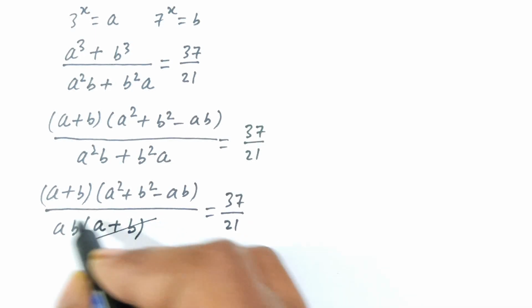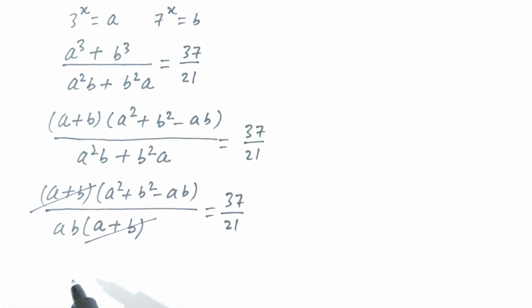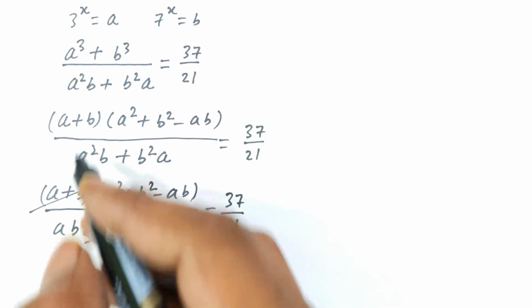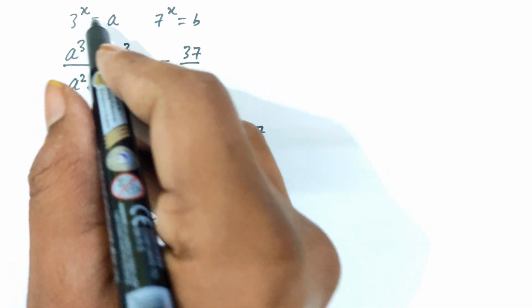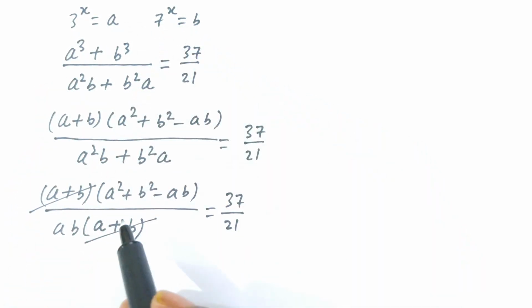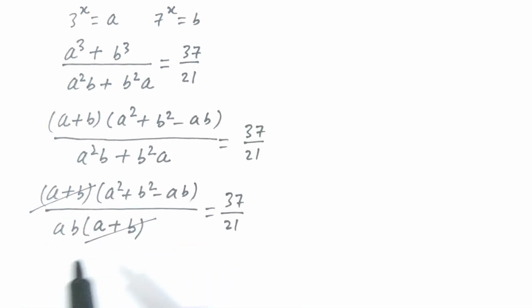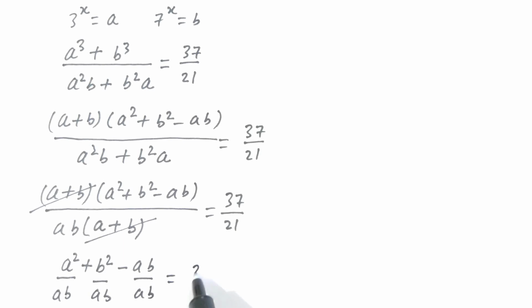Now this a plus b and this a plus b are cancelled out, because students, a plus b is positive, because here a is equal to 3 power x and b is equal to 7 power x. So in numerator a square plus b square minus a times b, and here divided by a times b, and this is equal to 37 divided by 21.